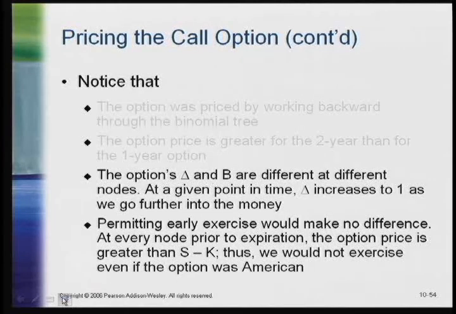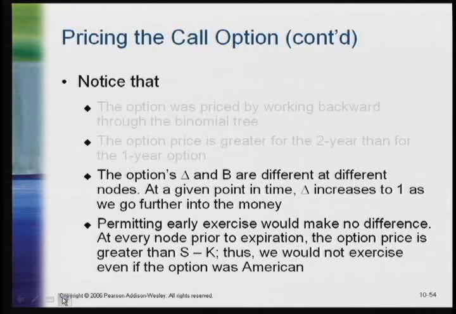A couple of other points. The delta and the B representing our T-bill position changed at each node. And this is an essential idea in the replication of options. And that is that as you move through time, you must constantly rebalance between the stock position and the T-bill position as you approach maturity. And we saw this in the earlier diagram about delta.